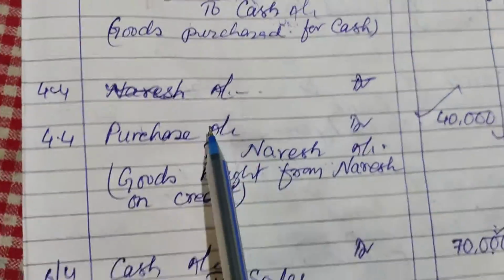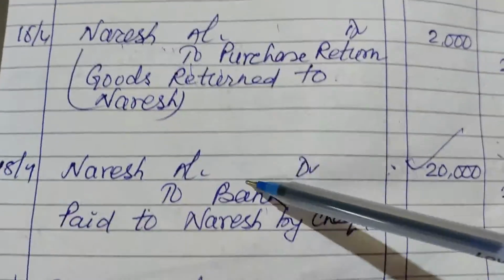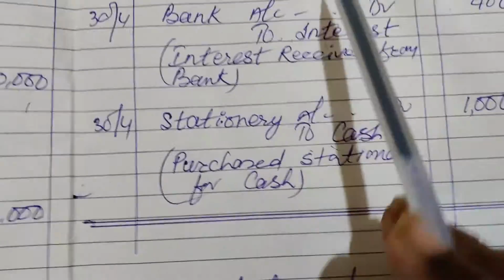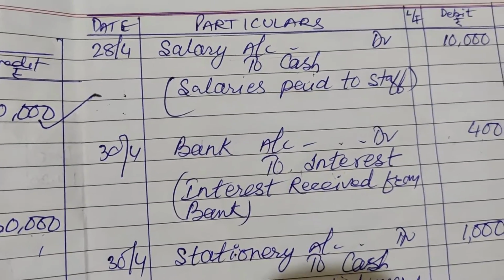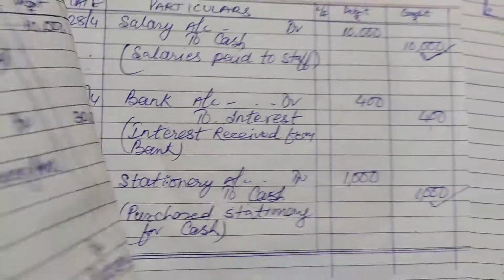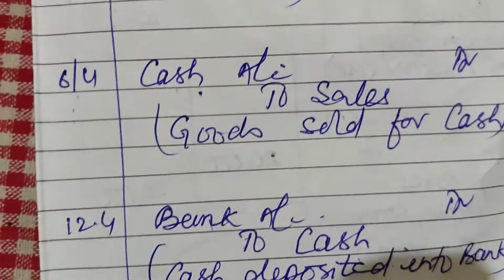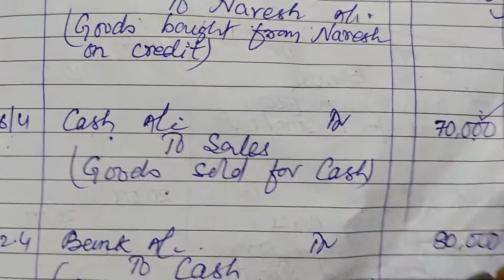Now let's prepare the sales account. Sales account is a short account. Where is the sales? Let's search. Sales is on April 6th. Here is April 6th, there is a sale.